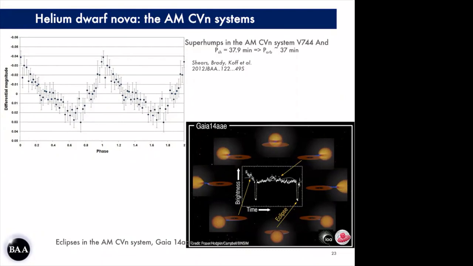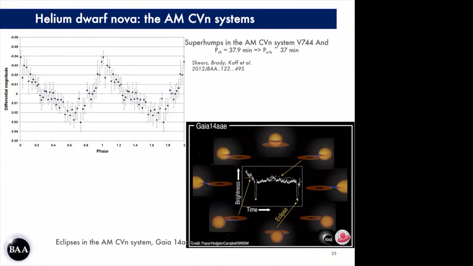And these are really compact systems. So I mentioned in the previous cataclysmic variables, they could typically fit in the Earth-Moon orbit. Well, these are much smaller. And the orbital period can be as small as 5 minutes, so that the star is literally whizzing around the white dwarf every 5 minutes. In the slower systems, it may take an hour or so, but that's still pretty quick. And there are not that many of these systems known, of these helium dwarf novae.